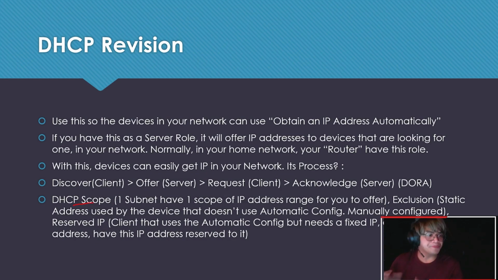DHCP scope. But what if you want some addresses in the middle of the scope to not be offered to anyone? You can use the thing called DHCP exclusion. What about reservation and other stuff offered by the DHCP options, the router IP address, printer, or more? So you need to know that stuff as well inside the DHCP topics.